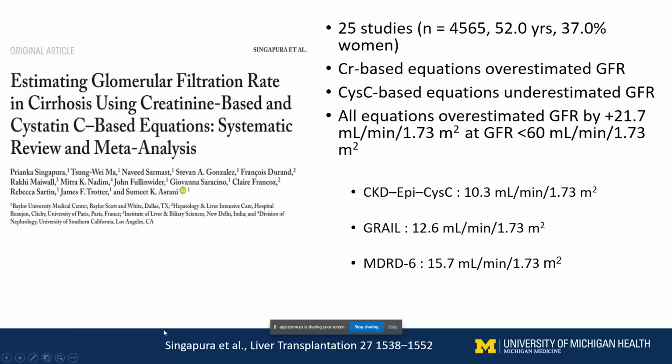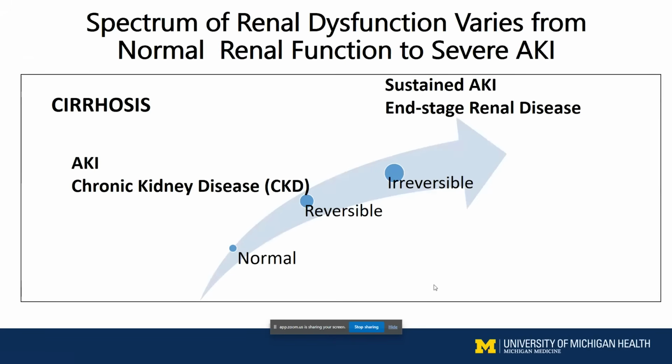So if you use the CKD-EPI cystatin C, the overestimation is close to 10.3 ml per minute. Using GRAIL is 12.6, and MDRD6 is 15.7. So in a nutshell, none of these equations, they are helpful, but you have to also use other measures to assess the kidney functions.